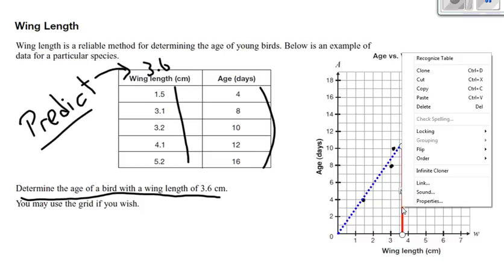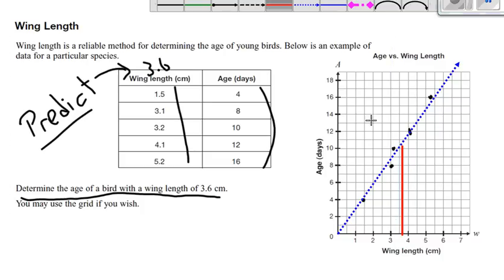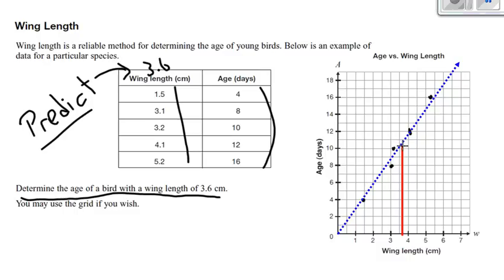So 3.6, let's say there. And again, this is something that's actually easier in real life with an actual ruler. Then I'm going to read over here and figure out how old that bird would be. So according to my graph, my lines, I have an age of just over 10 days old. So I would say just over 10 days old.